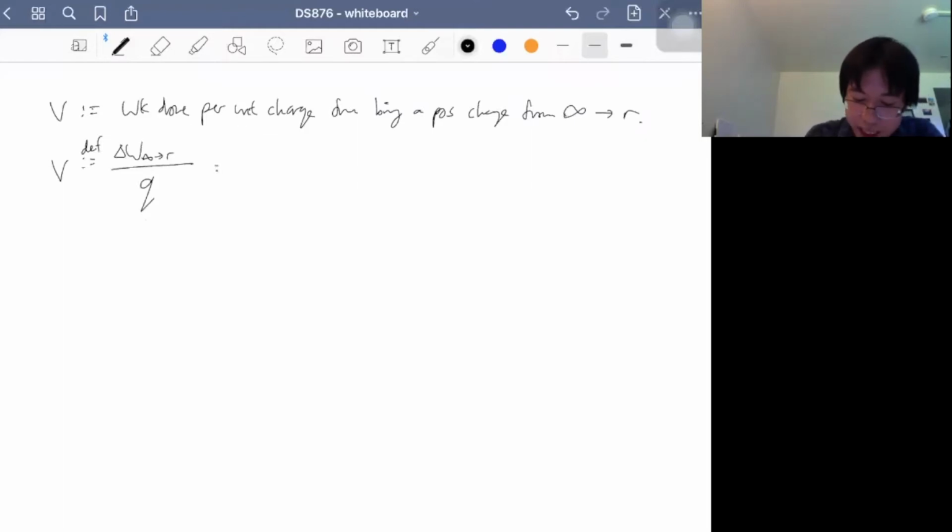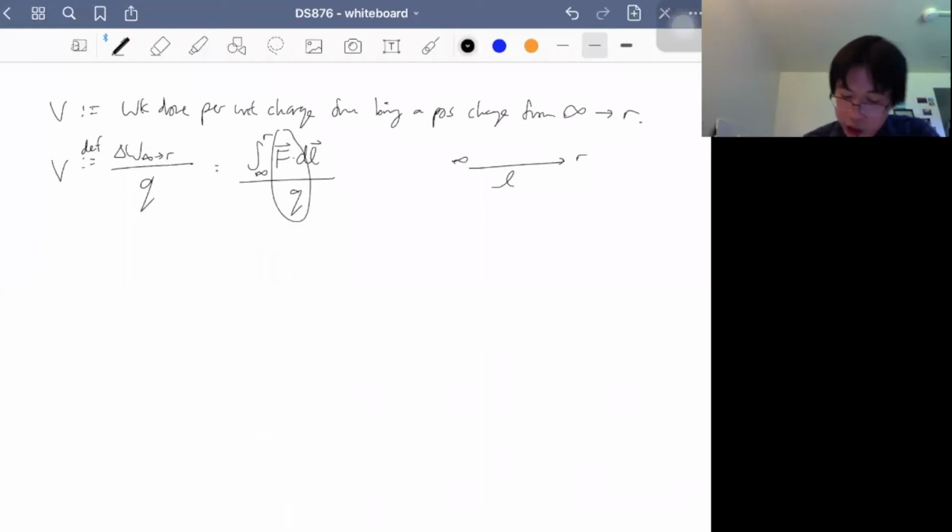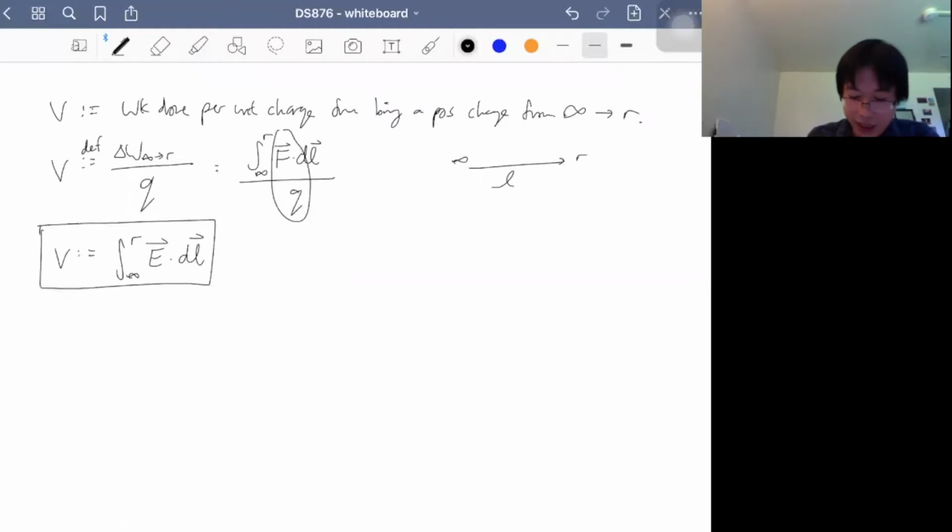So what is the work done? Remember, work done is force times distance. So let's say you bring it from distance L from here to here, but you want to go from infinity to R, so infinity to a location. That's work done per unit charge, right? So you also see that F, the force per unit charge, is the electric field. This is a definition, but the other one is a formula, a very useful formula for finding the absolute potential.